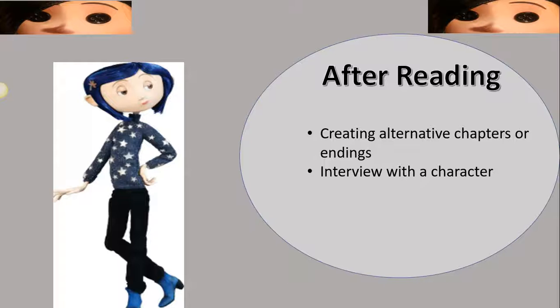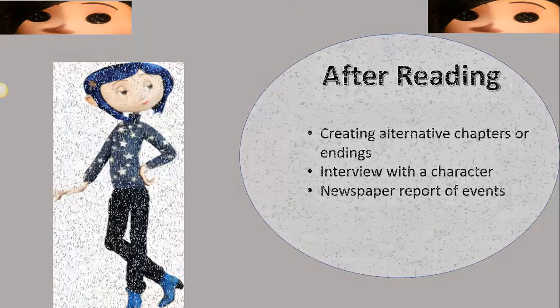Another idea is an interview with a character. Interviews with characters are really good, again projecting them into the story, into the world of that character, and it can be a role play in the classroom, or a newspaper report of events in the book. For example, what happens after Coraline escapes from the other world. They could write a newspaper report about this, and this also links in with different styles of writing which the students will be covering in other parts of the English course.